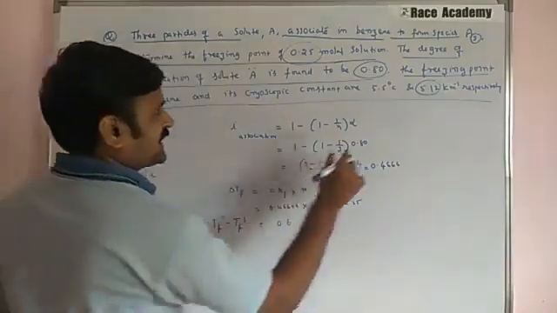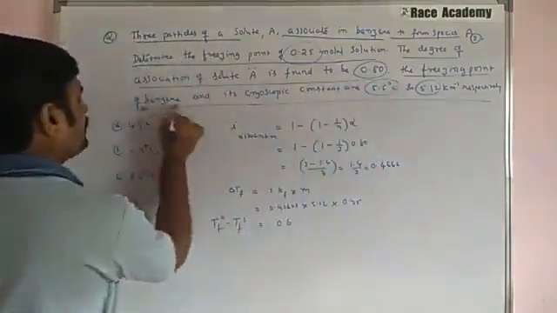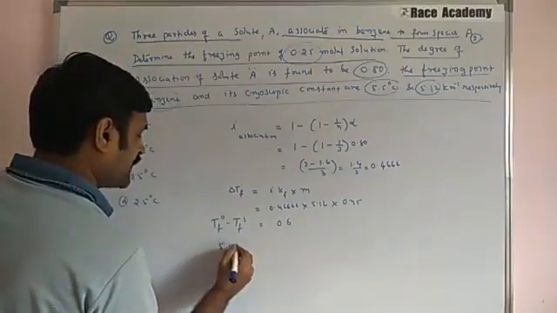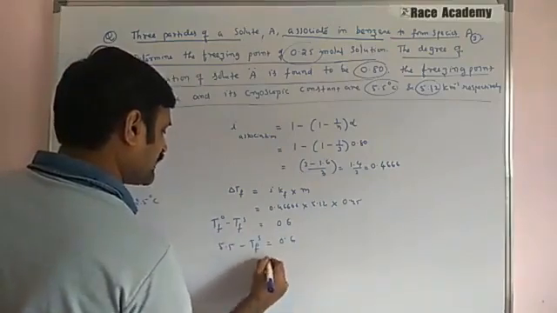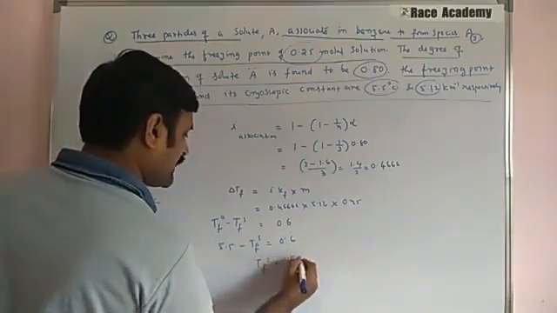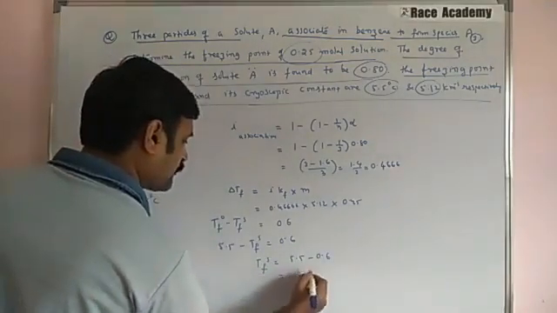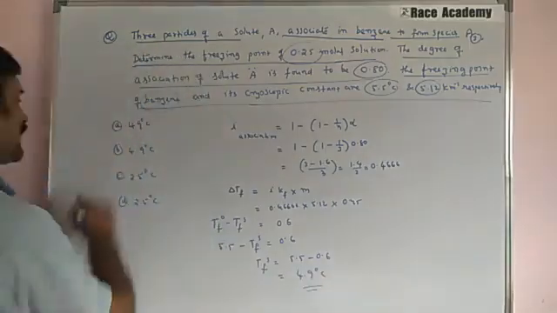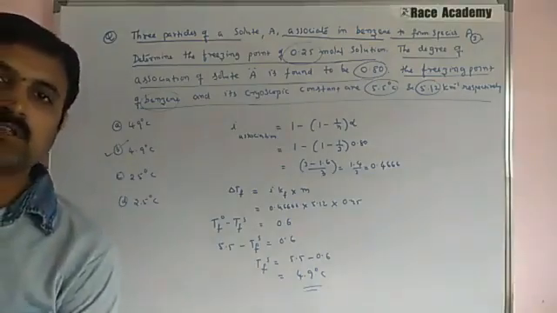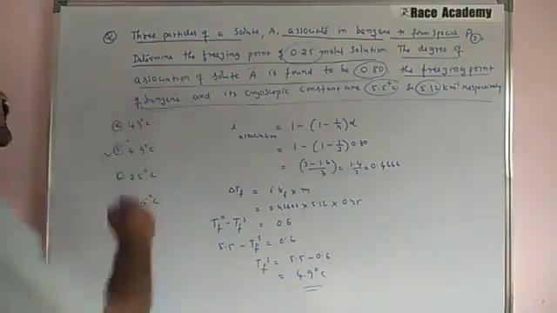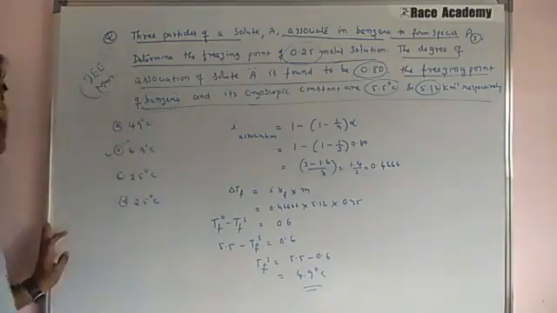In this they give the freezing point of the solvent benzene, that is 5.5. So 5.5 degrees minus TFS is equal to 0.6. So TFS is equal to 5.5 minus 0.6. How much is 5.5 minus 0.6? It is 4.9 degrees Celsius. So 4.9 degrees is the right answer, and the second option is the right option for this question. Hope you understand this problem. This is a JEE Mains model problem. Okay. Thank you.